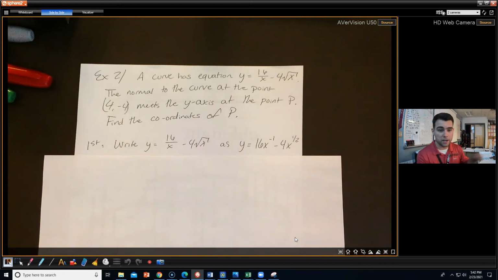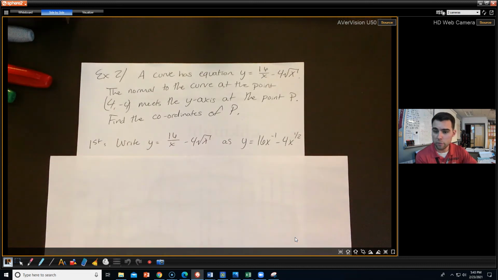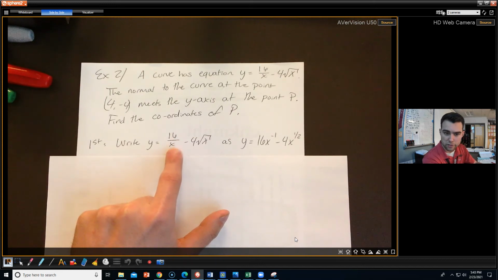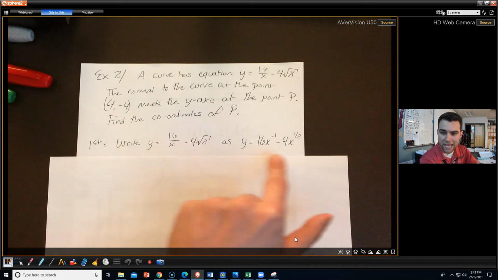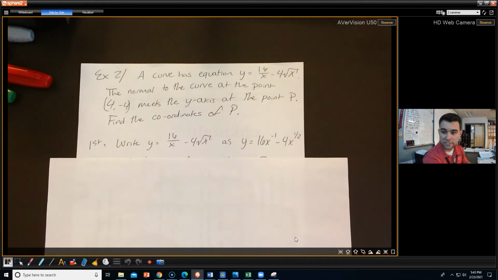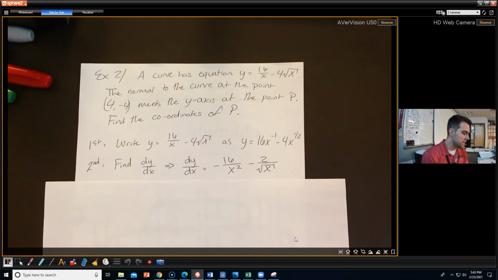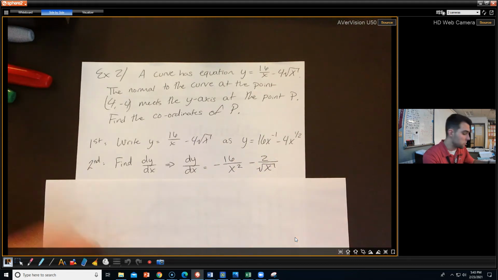First thing we have to do, we should write this equation as something a little different, something where we can use the power rule. If I want to take this and move it up, I have to take the negative of its exponent, so I get 16x to the negative 1, and then minus 4 times x to the 1/2. x to the 1/2 is the same as the square root of x. Now we can use the power rule and get the derivative, so we find our dy/dx. I just skipped ahead and got what the derivative of this function was.